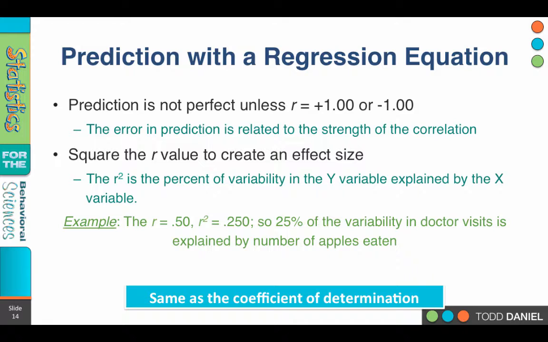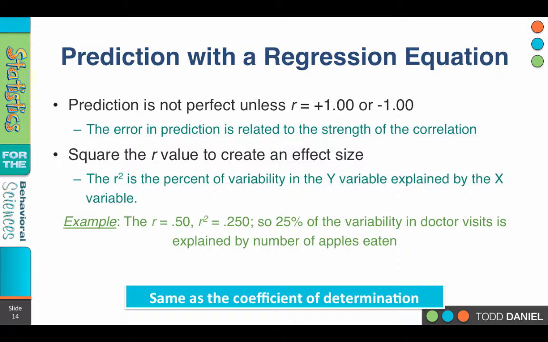The error in our prediction, because our prediction is never going to be perfect, is related to the strength of the correlation. In other words, if the correlation is close to 1 or -1, our prediction will be pretty darn good and will have very little error in it. But as our correlation value drops closer to 0, the error in our prediction is going to become much larger. We're not going to be able to make as good a quality of prediction.